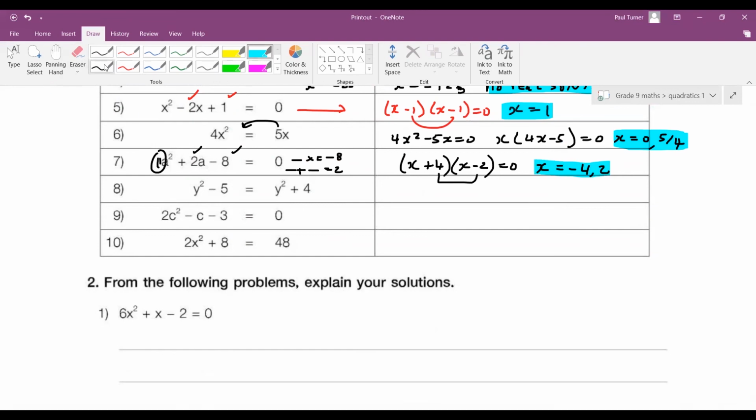This one's interesting. You notice that if you move it over, the y squared will cancel, doesn't it? So you end up with minus 5 equals 4. Now that doesn't make sense, does it? Because minus 5 doesn't equal 4. So this actually has no real solution either. I'm not sure it even has a complex solution, but that means that whatever you put into y, it's going to be wrong.